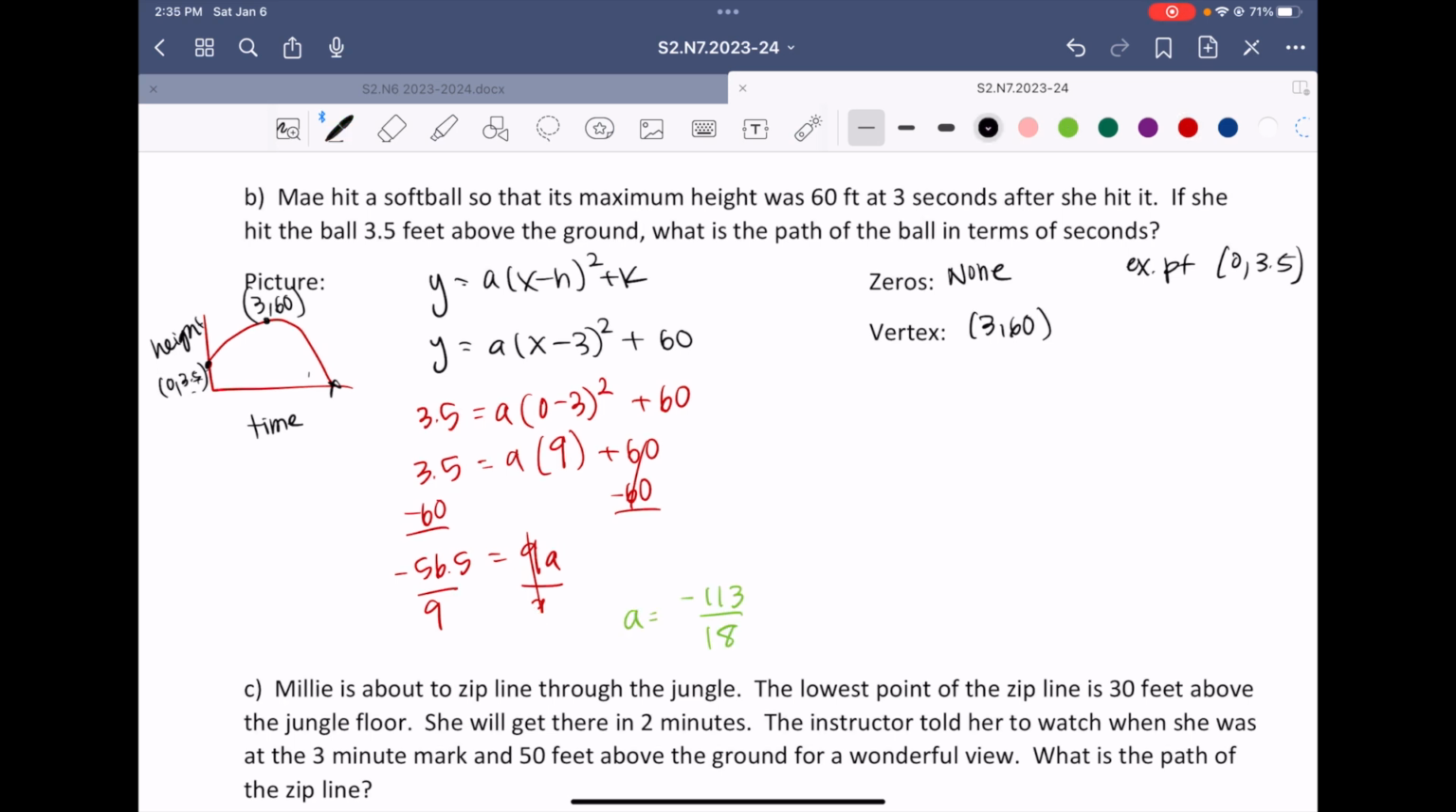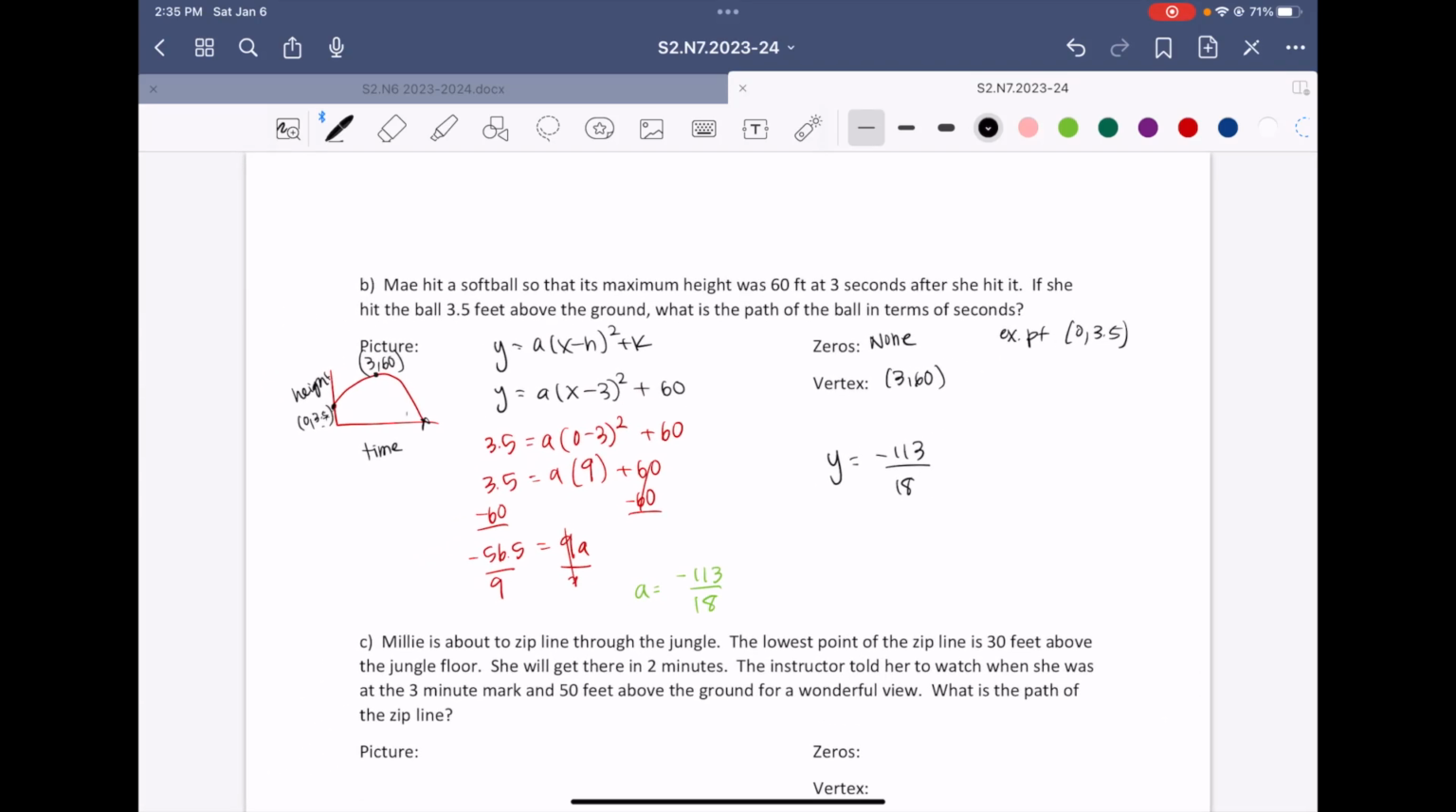Okay, let's write our equation then. We do need to put it in vertex form. A equals negative 113 over 18. Does it make sense that that a value is negative here? Well, it is an upside down parabola.